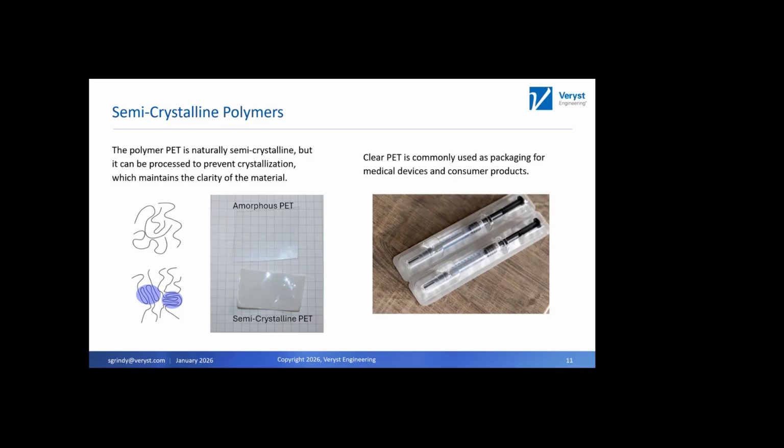But semicrystalline PET, which you can see down below here, is opaque. Once we actually have a piece where the crystals have formed, it starts to turn white. And so generally speaking, if you have PET and you're using it to make thermoformed packaging, you need to process it in such a way that you avoid crystals from forming, because otherwise you're going to ruin the clarity of your package.